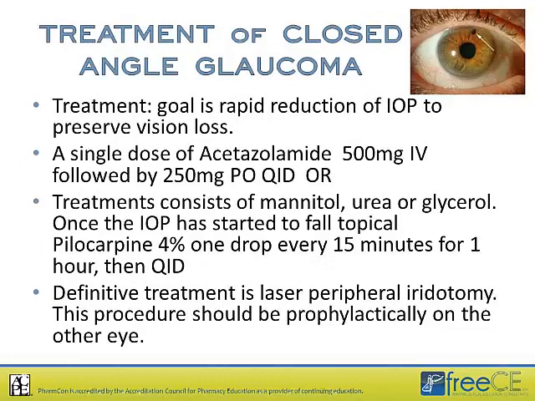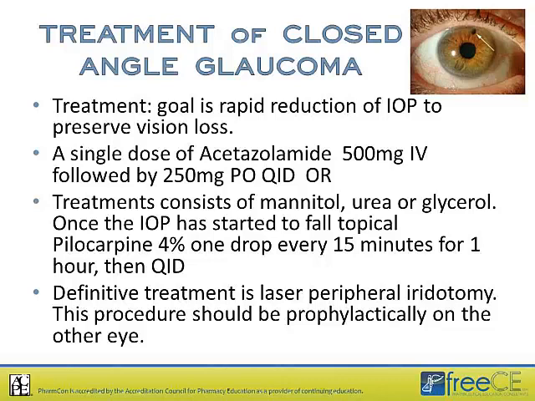Treatment of closed angle glaucoma, we've got to get that pressure down immediately. So the clinicians will give a single dose of acetazolamide, Diamox is the brand name, IV, followed by 250 milligrams four times a day. Or they can treat with mannitol, urea, or glycerol, anything to pull down that eye pressure. Once the IOP has started to fall, they'll use topical pilocarpine, an old glaucoma drug us older pharmacists are familiar with, and you'll use one drop in the eye 15 minutes apart for 1 hour and then four times a day.